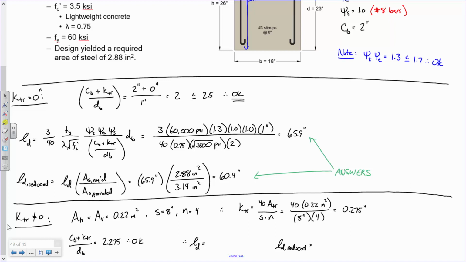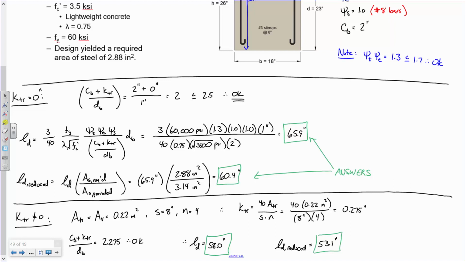Okay, so for this one, we'll just call it an even 58, like 58.0 inches, about like that. All right, and the reduced one, 53.1. Do I have a second on that? Okay, so is everybody okay with this? So again, here would be our raw value of 65.9. We're able to reduce it quite a bit with actually computing KTR and applying a reduction.